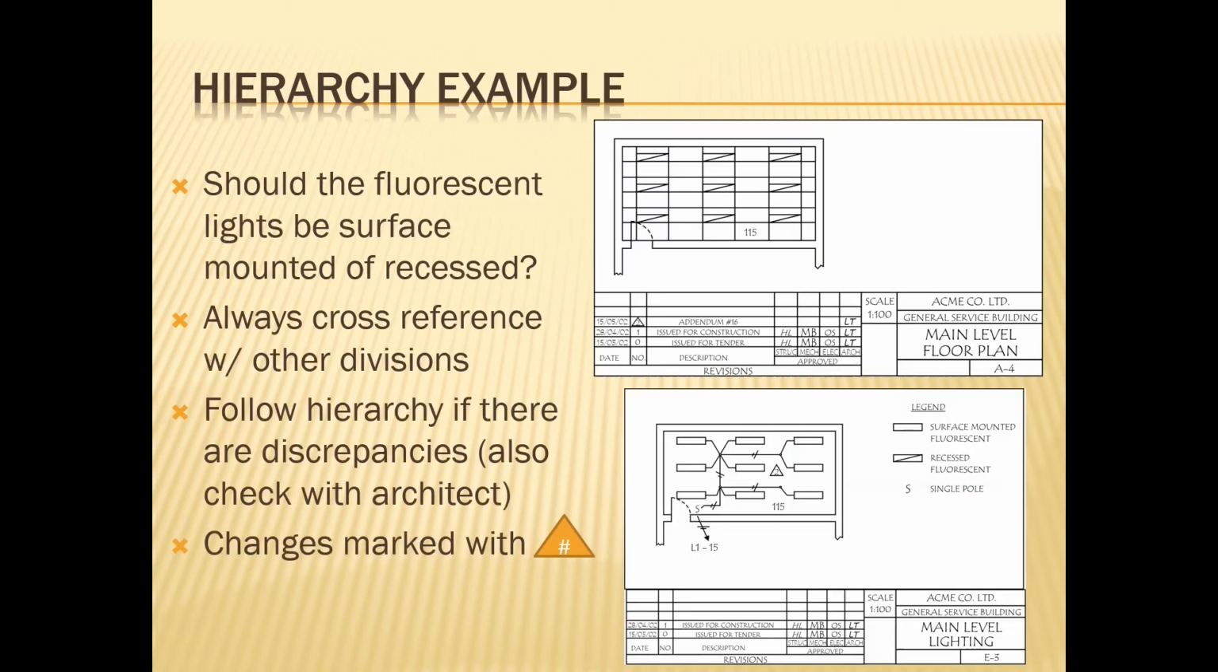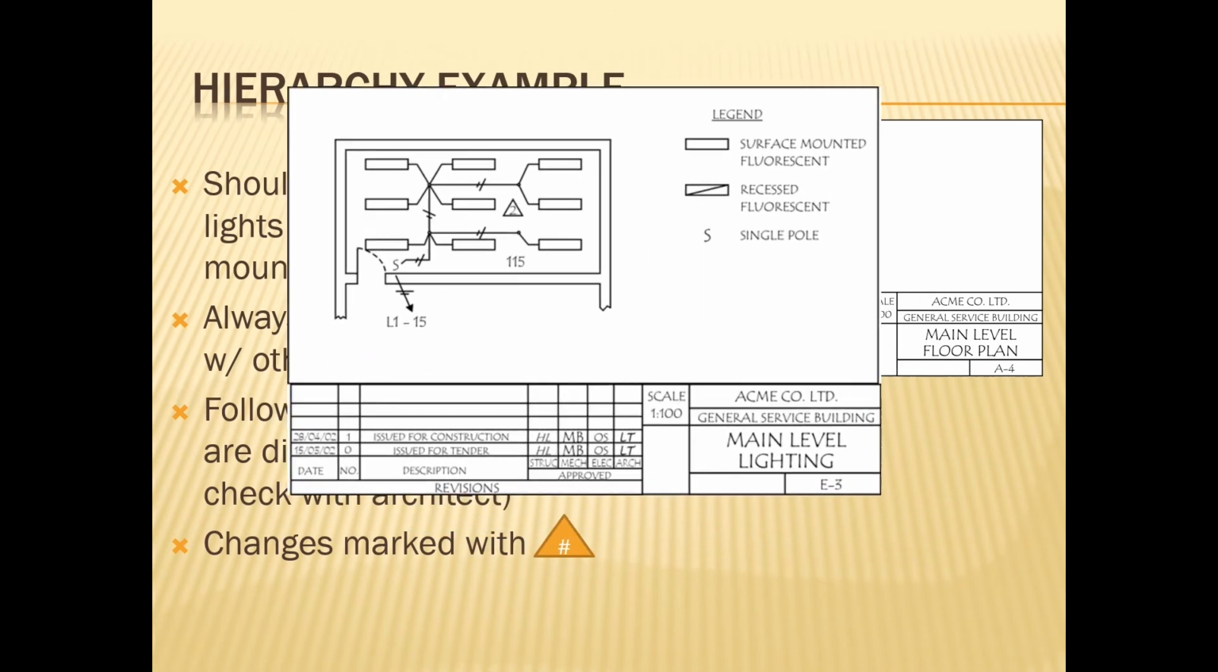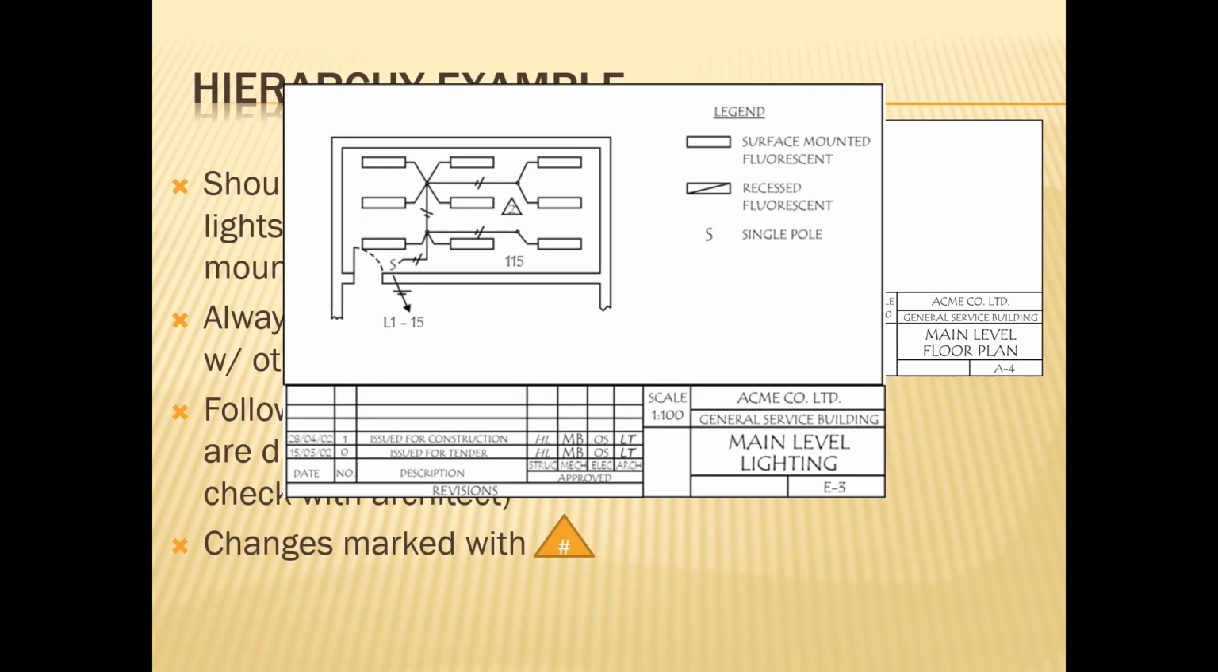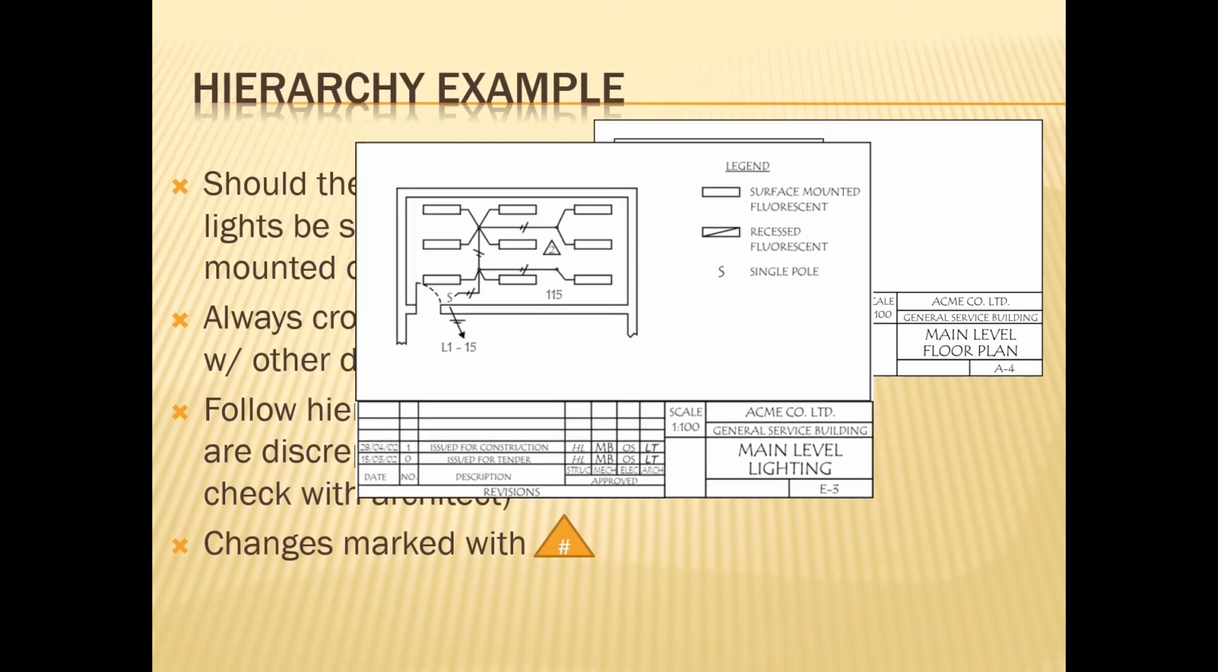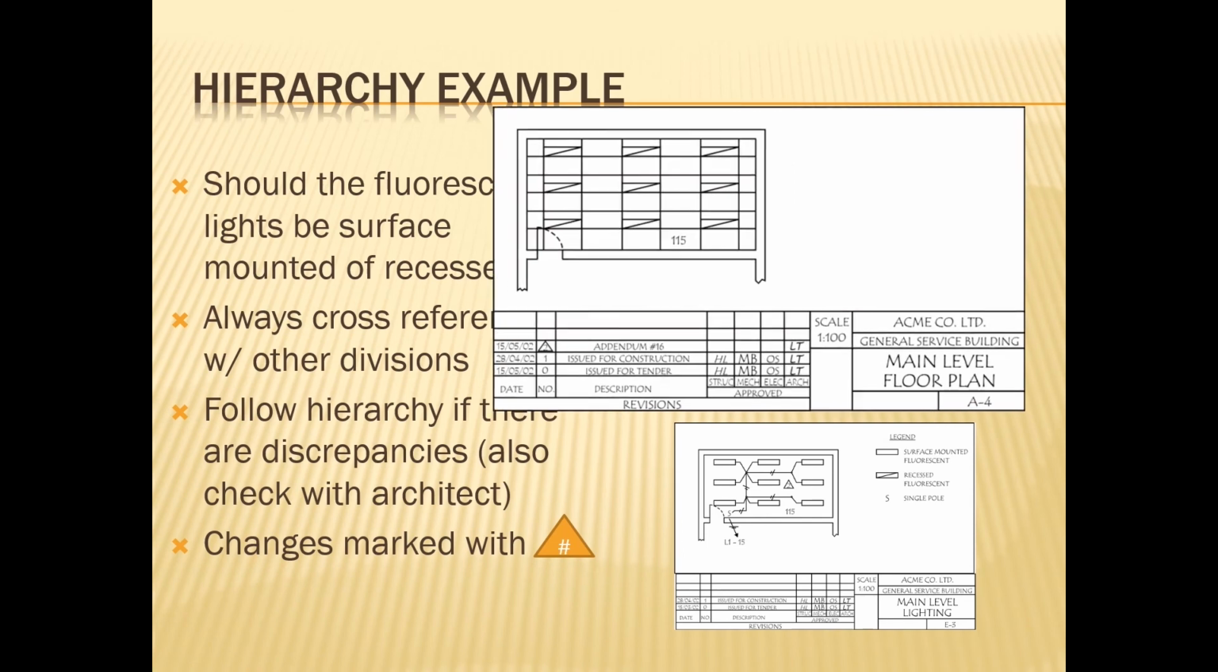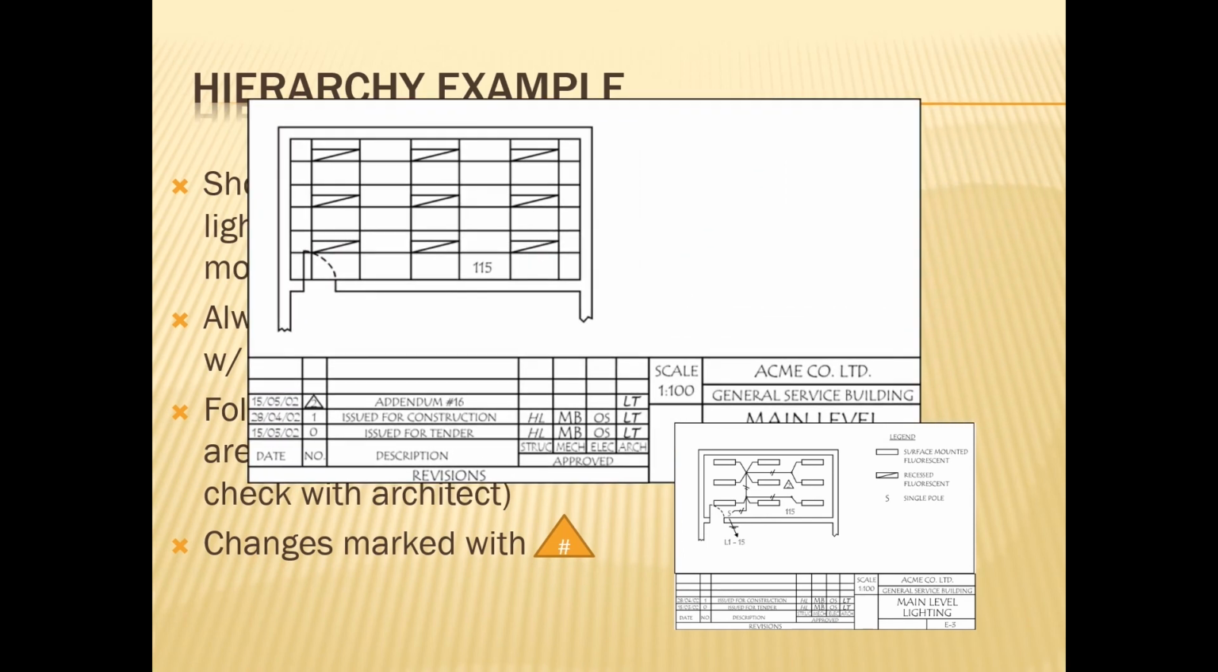Let's look at an example of how we can use the drawing hierarchy. In this particular instance, I have an architectural drawing and I have an electrical drawing, both showing Office 115. On the electrical drawing, I can see the legend which indicates that I have 2 different types of fixtures, one being a surface-mounted fixture and the other one being a recessed fixture. The electrical drawing indicates that we should be installing surface-mounted fixtures. However, the architectural drawing shows that we have recessed fixtures.